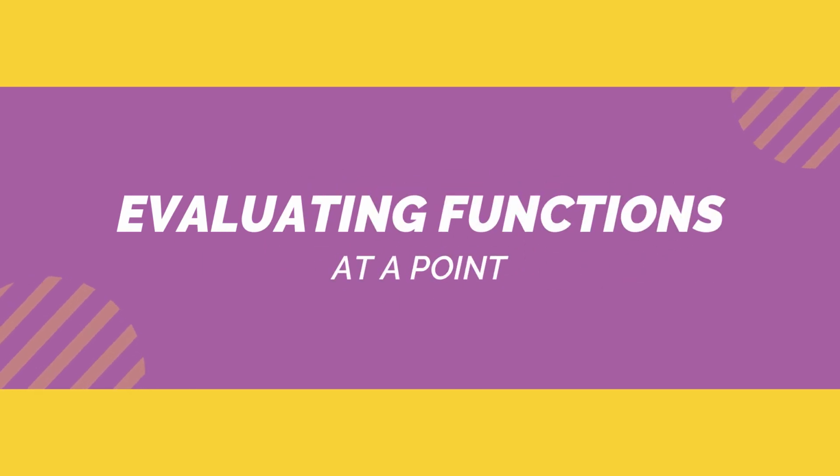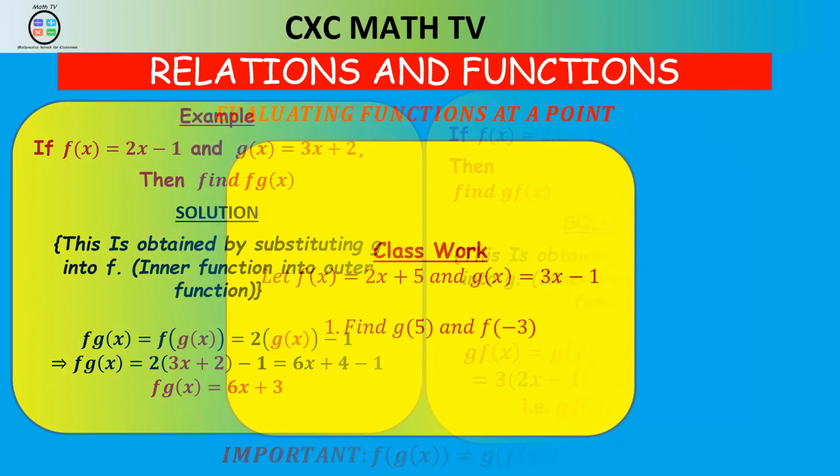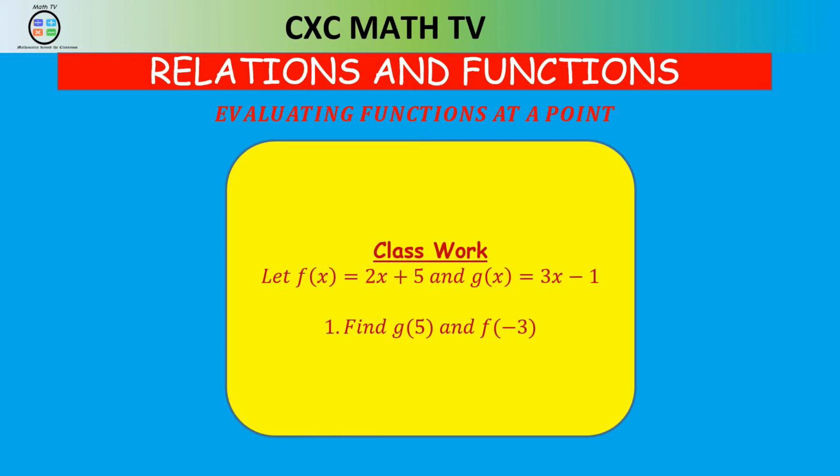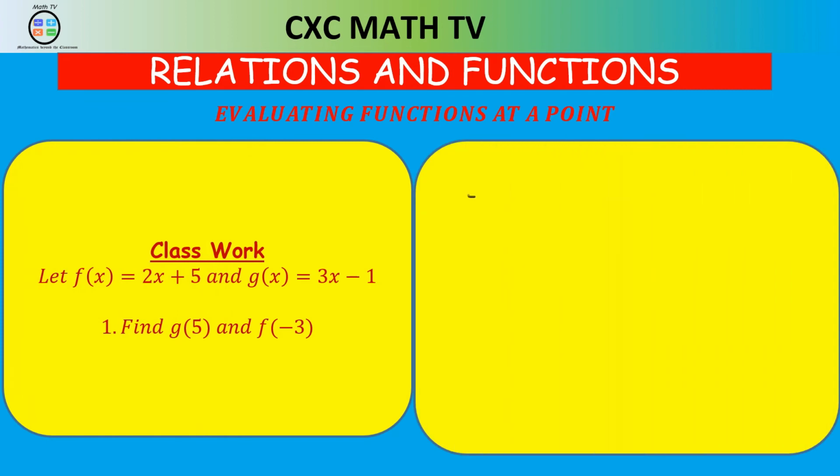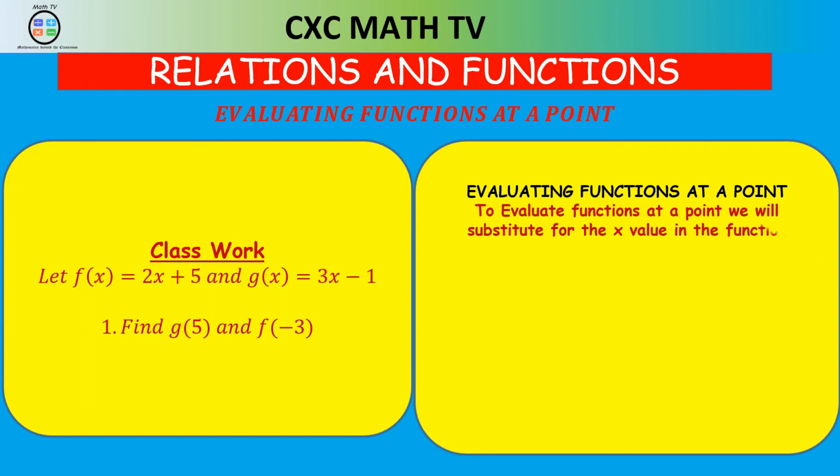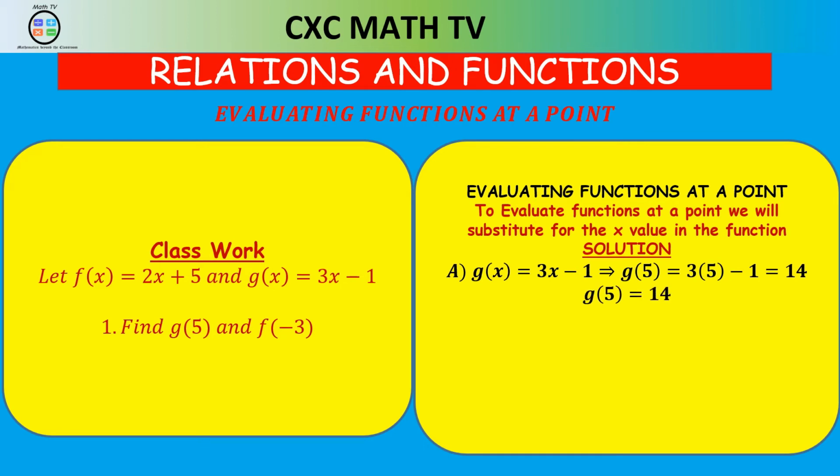And finally, the last thing we want to look at in this video is evaluating functions at a point. f of x is 2x plus 5 and g of x is 3x minus 1. Find g of 5 and f of minus 3. Now, to evaluate a function at a point, all you will be doing is substituting the x value inside of the function. So g of x is 3x minus 1. So to find g of 5, all you do is replace the x value with 5. So it's now 3 times 5 minus 1, which is 14. g of 5 is 14.